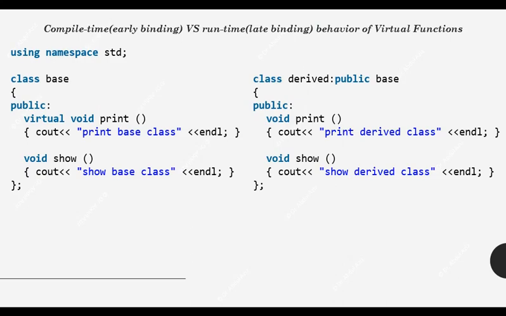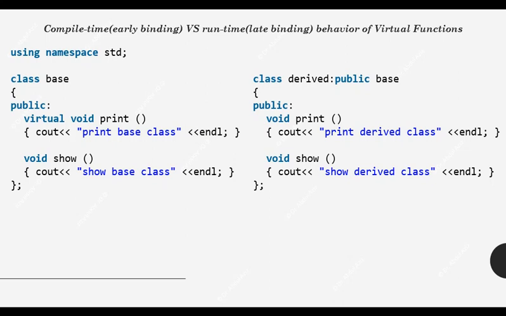In this example, we have tried to compare compile time with runtime, or simple early binding with the late binding concepts. We have declared a class base which contains two functions. One is print, that is virtual, and second is show. That's a normal member function, which means a non-virtual function. We have started with the partial virtual so that it could be easy for you to digest the concept.